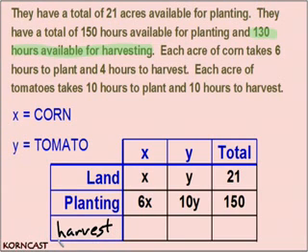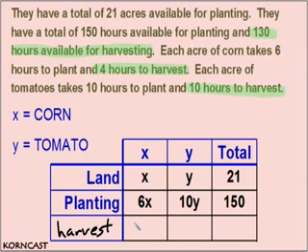So the last thing in our table is going to be the harvest. As I keep reading, I know it's going to take 4 hours to harvest my corn, and it's going to take 10 hours to harvest my tomatoes. So now once I've identified all the things that have to do with harvesting, the same thing applies right here.